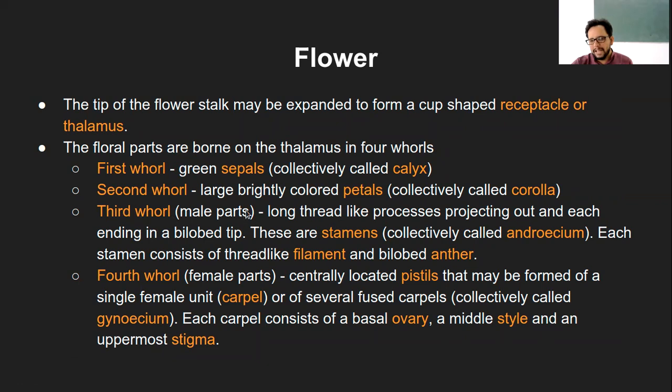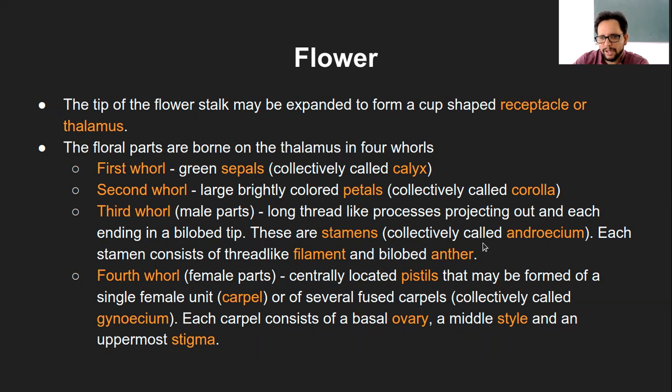These male reproductive structures are specifically called stamens individually, and collectively they are called the androecium, right? Andro usually refers to male sexual reproduction related structures. So that is the androecium, and individually they are stamens, and each stamen consists of a filament as well as an anther.